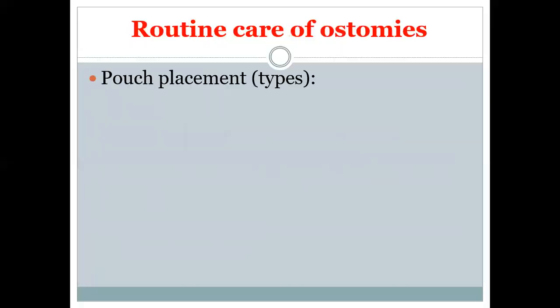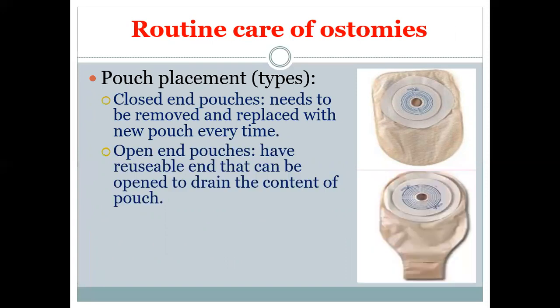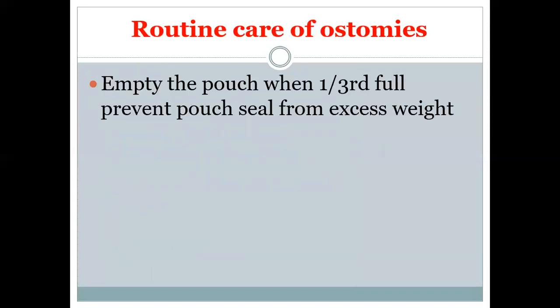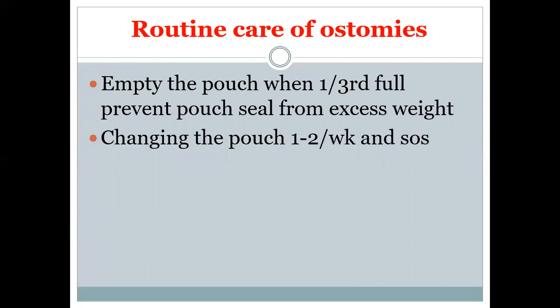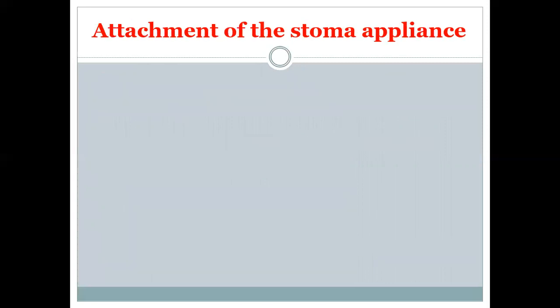What is the routine care of ostomies? Pouch replacement. There are two kinds of pouch: the closed one, which should be removed and replaced, or the open-ended one, which can be emptied and replaced after 1 week or so. We should empty the pouch when it is 1/3 full, otherwise it will fall down because of the weight, and we can change the pouch every 1 to 2 weeks or whenever necessary. For foul odor of the ostomy, we should use things like chlorine, bismuth, or chlorophyllin complex. How to attach the stoma appliance?